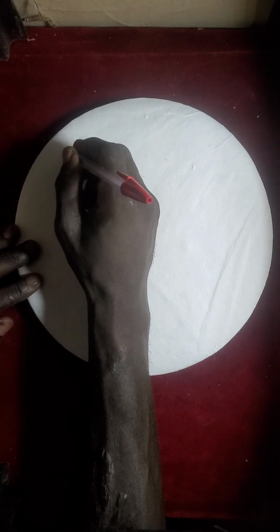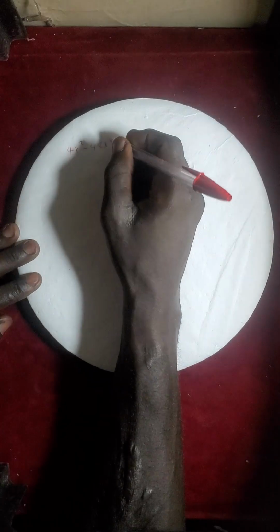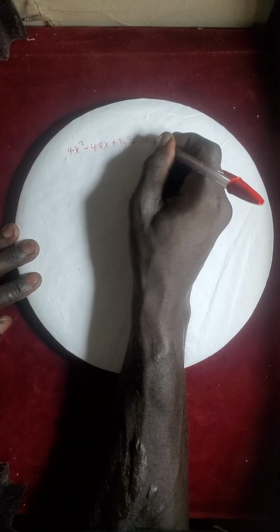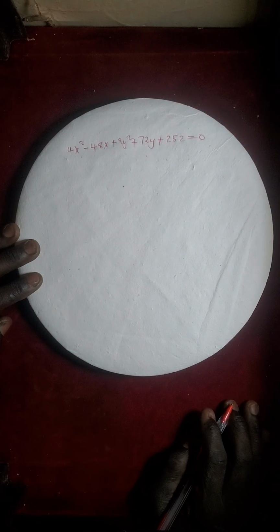We have a question about identifying the conic that we have. Here is a question that we need to look at in order to identify the conic. The question is as follows. So this is our question. Then we have been told to identify what type of conic we have.